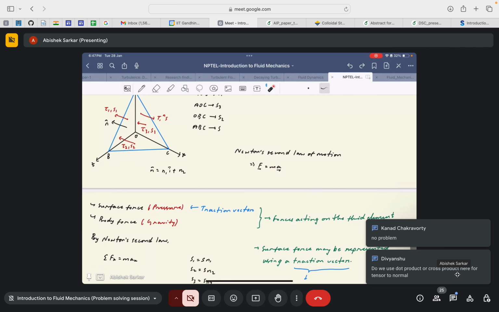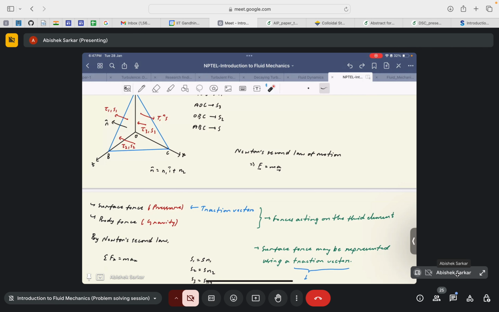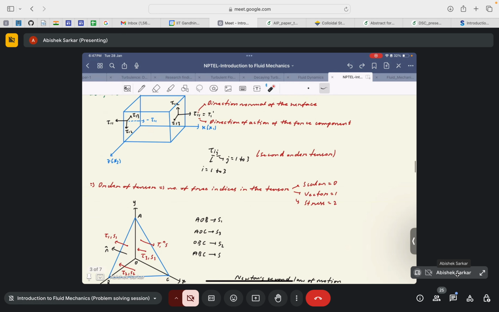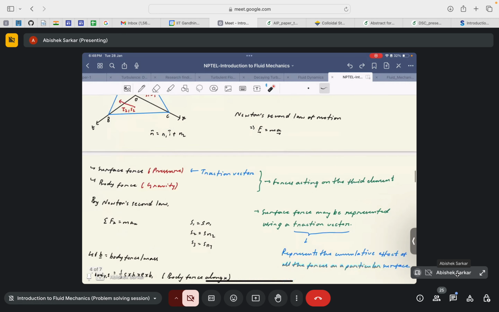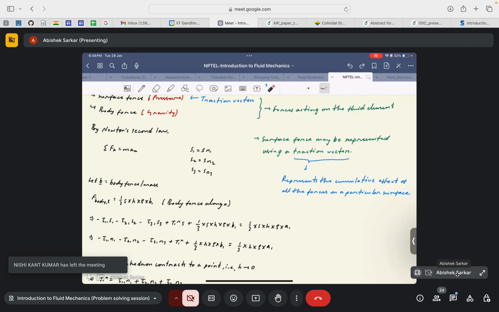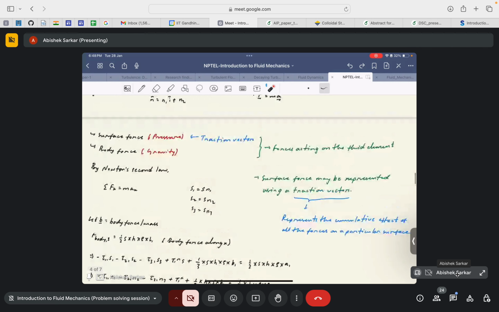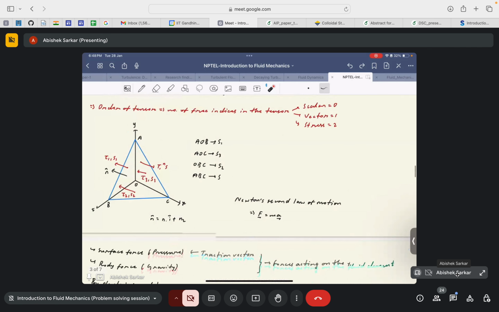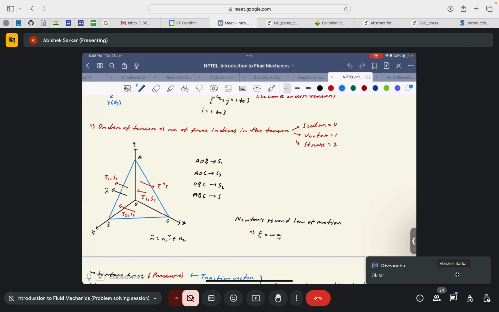Do we use dot product or cross product here for tensor to normal? This actually is a dot product. If you're just discussing about it, this is actually a dot product, not a cross product. It is a dot product. Okay, then I'll just go through it and then we'll discuss. Okay, thank you, Divyanshu.